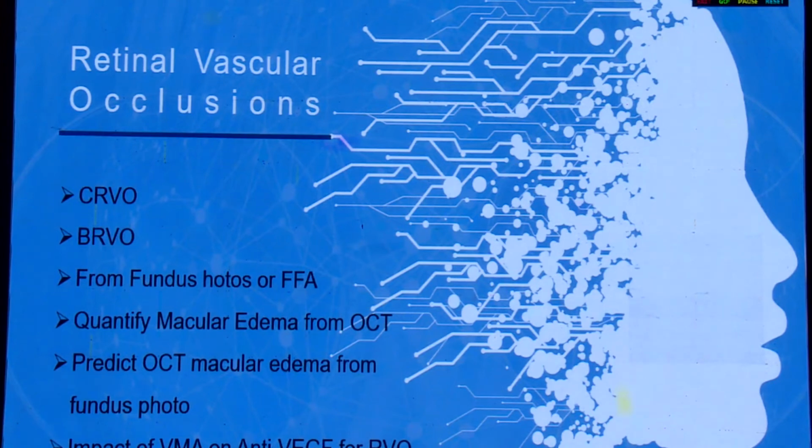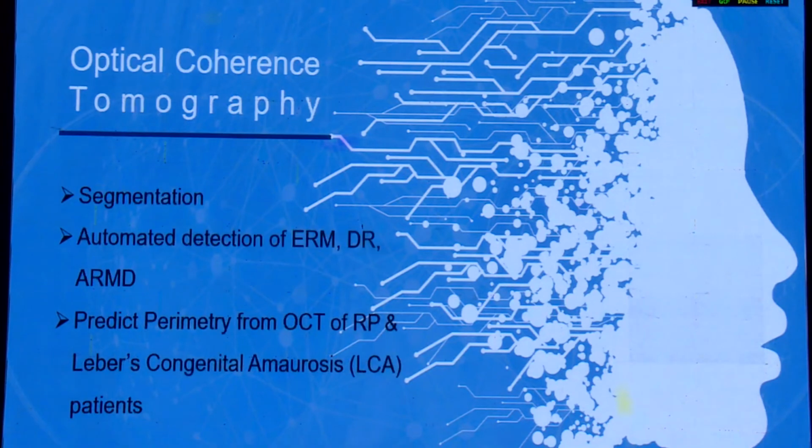It can quantify macular edema from OCT, we can also do that. But can you predict macular edema from a fundus photo? That is, the thickness of macular edema can be predicted from a fundus photo because the data was given to the machine. This is a fundus photo of a thickness of 300, and this is a fundus photo of 400. So from this photo, tell me what is the macular edema thickness in the OCT. So you don't have an OCT, you can take a smartphone fundus photo and get the OCT thickness value.